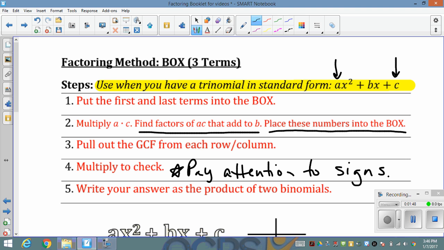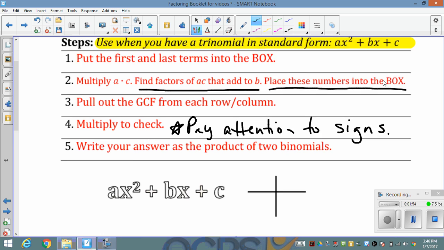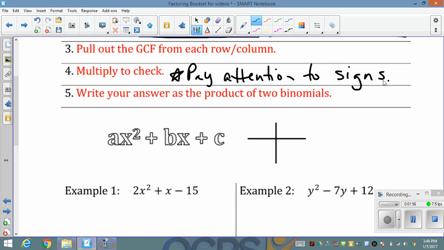And then we write our answer as a product of 2 binomials. Okay, let's take a look at a couple of examples. Our standard ax squared plus bx plus c. Again, what we're looking for is to multiply to ac and add to b. I'm going to use this little chart over and over again to help us find our numbers.